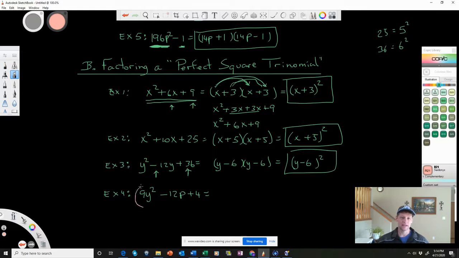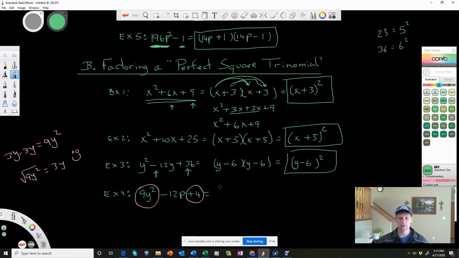All right, is this a perfect square? Is there something that multiplied by itself gives you 9y squared? Yes, there is. Think about it. 3y times 3y equals 9y squared. For those of you geniuses out there, we could say it this way. The square root of 9y squared equals 3y. Is there something that multiplied by itself gives you 4? Well, of course there is.